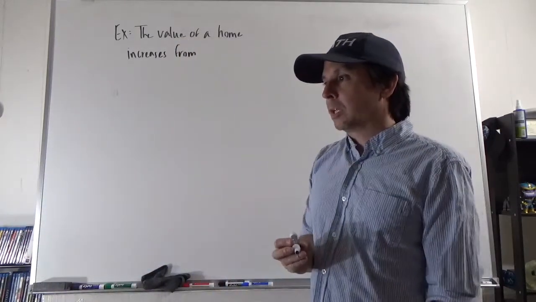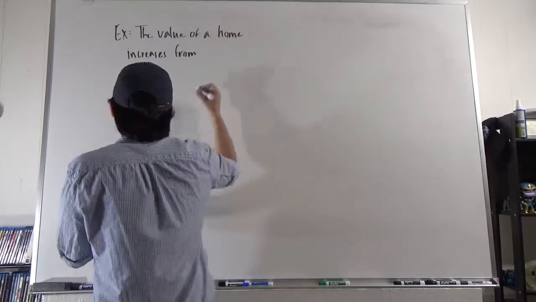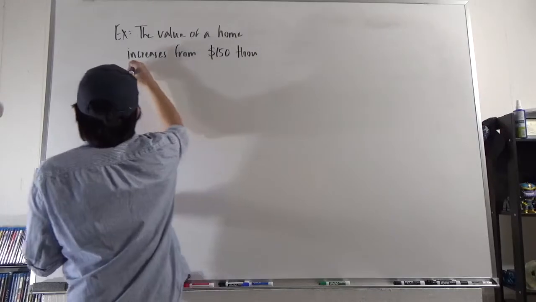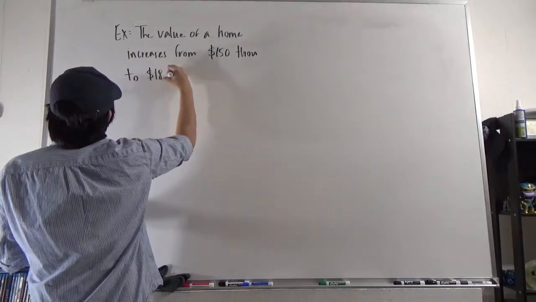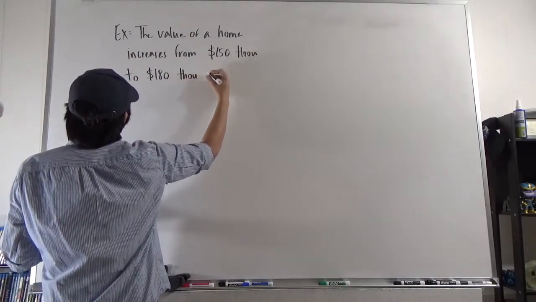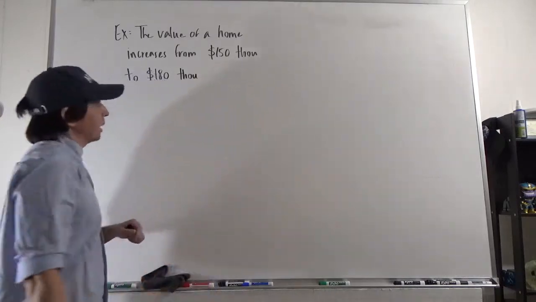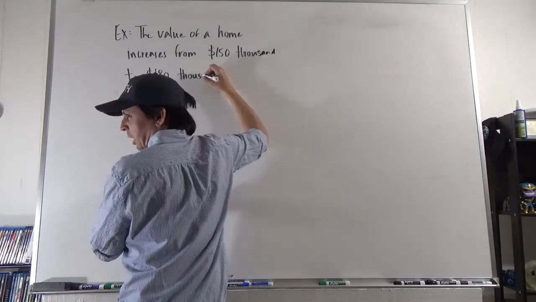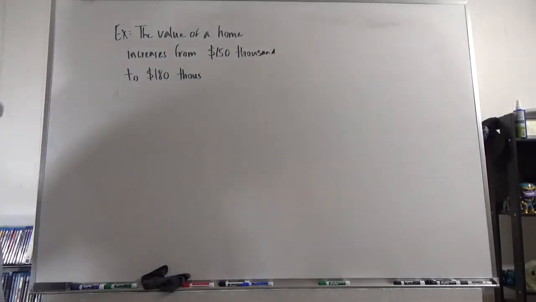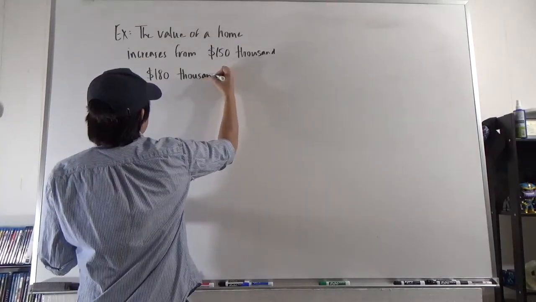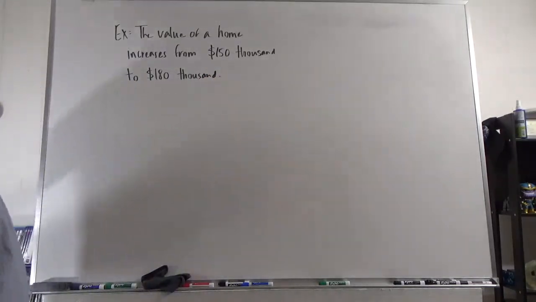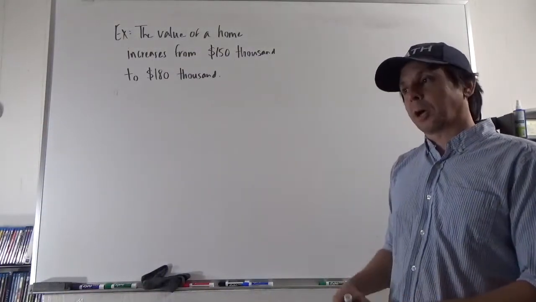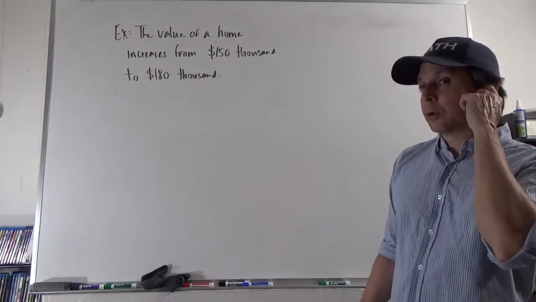Okay, the value of a home increases from $150,000 to $180,000. Sorry, I'm being lazy, I'm putting thou. Write out the whole word, thousand. Yeah, thousands of dollars. This is actually the example that we did first, via the bar graph that we did intuitively, without doing any computations.